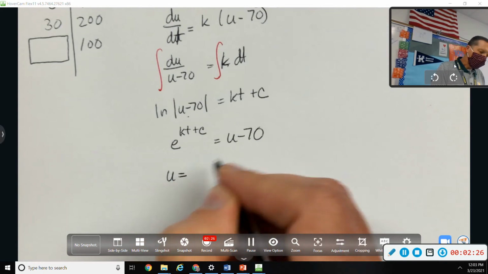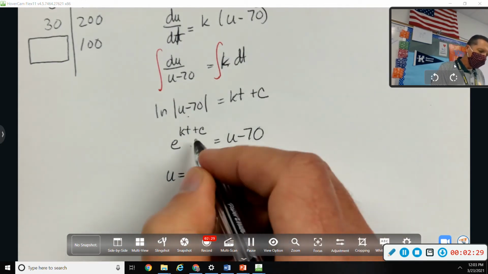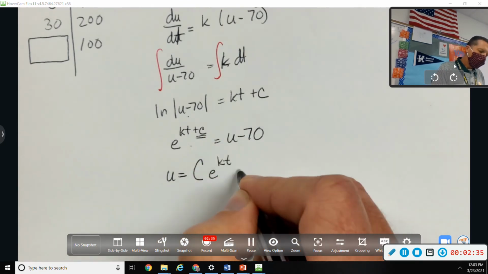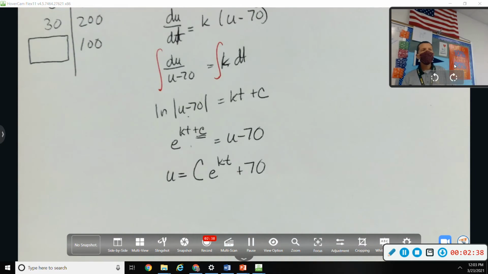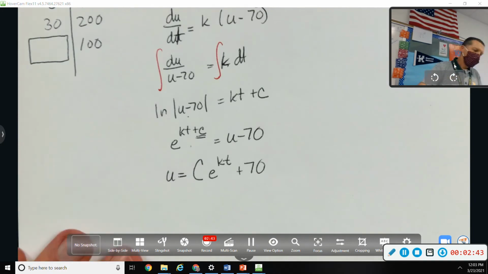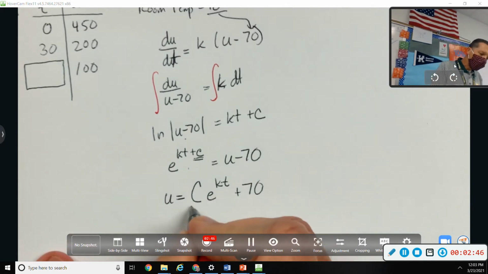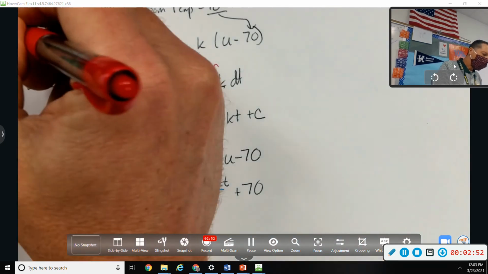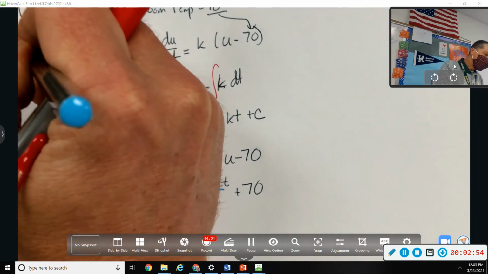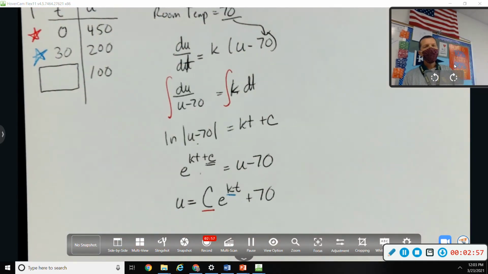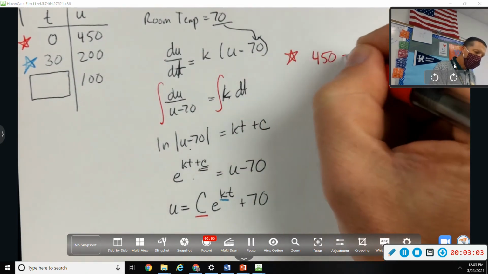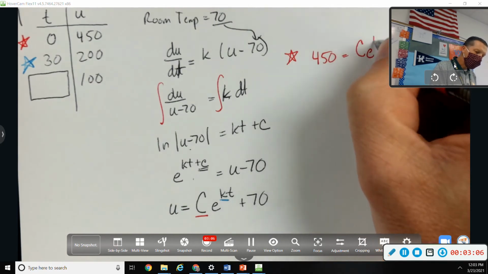So we do a couple of algebra tricks here. I'm going to move the 70 over. I'm going to relocate that c, although it's a different c. u equals C e to the kt plus 70. We have two things we don't know. We don't know c, and we don't know k. And our usual is plug in the 2 points and figure out what the two pieces are. And usually plugging in the first point tells us what C is.